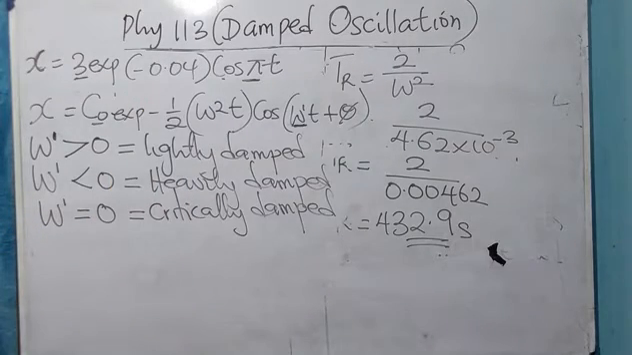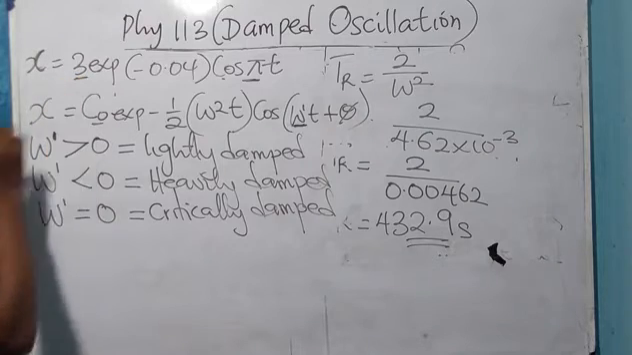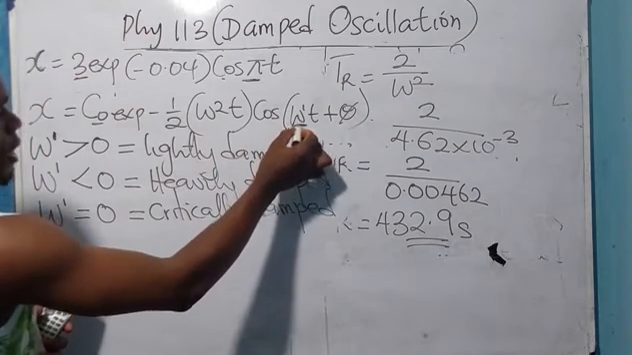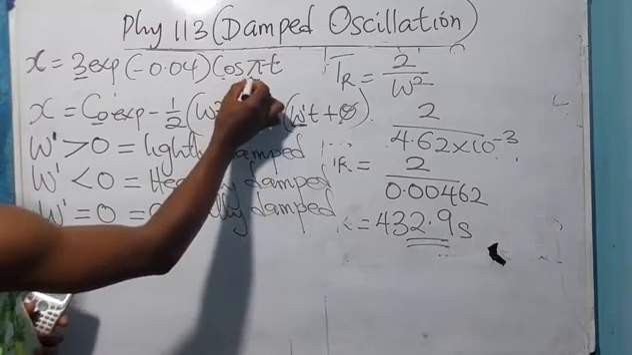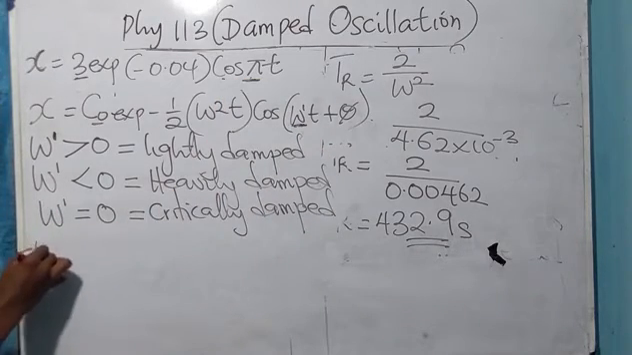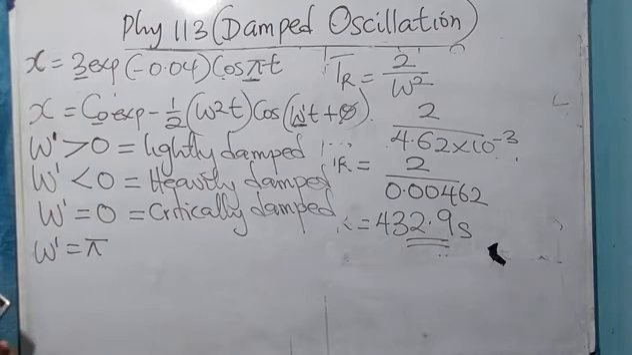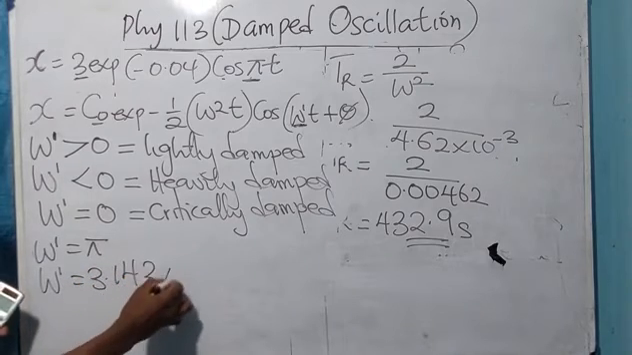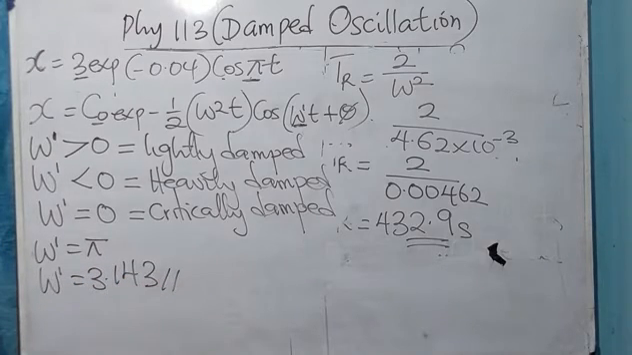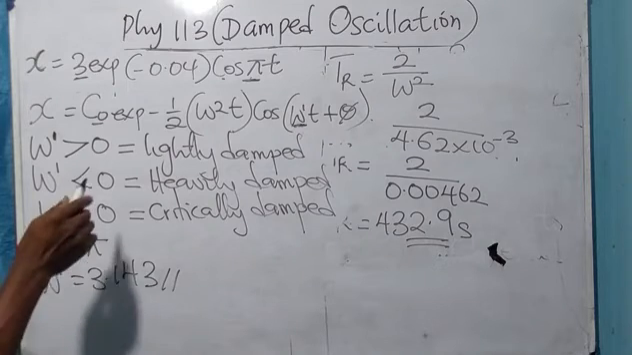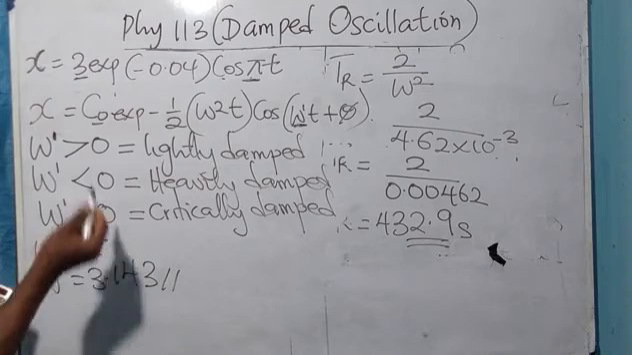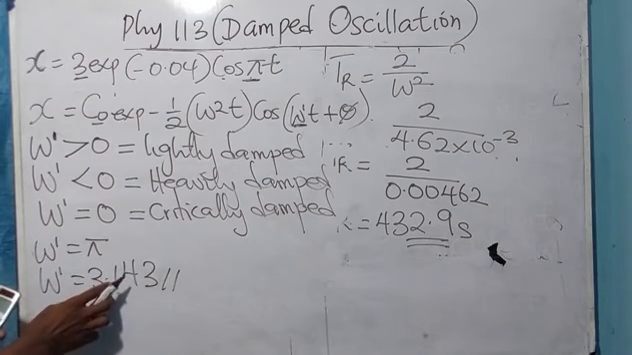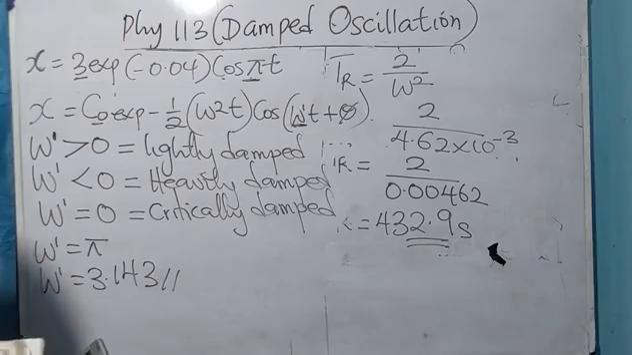So we'll compare it. Looking at what we have here, what is occupying the position of angular frequency is theta, which is pi, sorry. So angular frequency is equals pi, which means angular frequency is 3.14t. So what nature of oscillation is this? It is called a lightly damped oscillation, because W is greater than 0, and you have it to be 3.143.